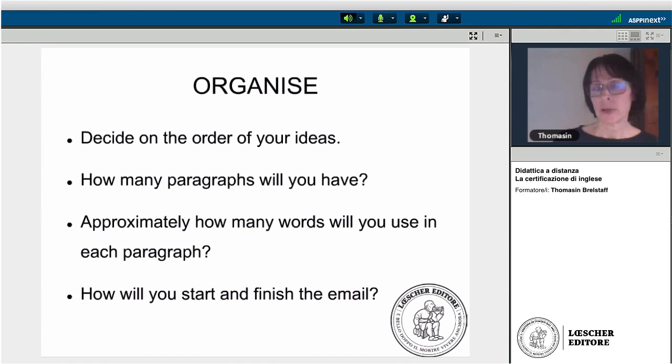Finally, you need to think about how to start and finish the email. Probably you already know how to do this. You already know many ways of doing this. But we'll have a little look at that in a moment. It is important to start and finish your email in an appropriate way, because this shows your teacher or your examiner that you know how to lay out an email and that you're using the correct level of formality or informality in your writing.